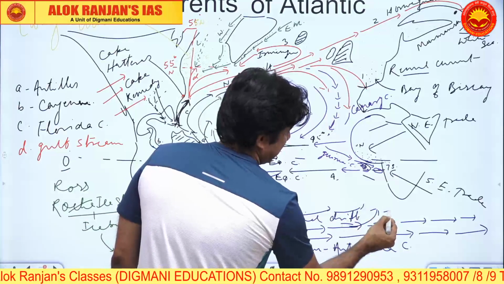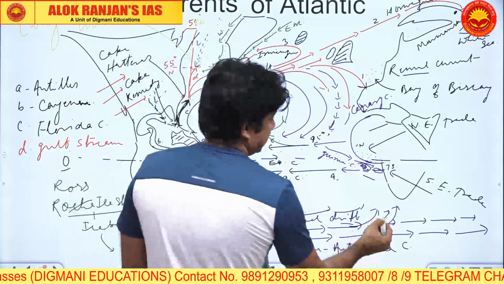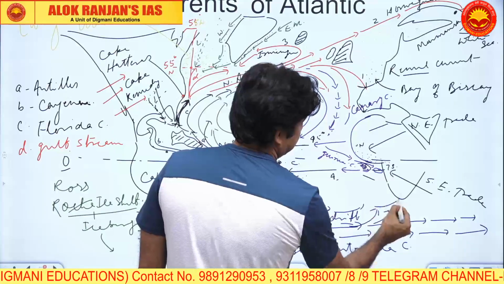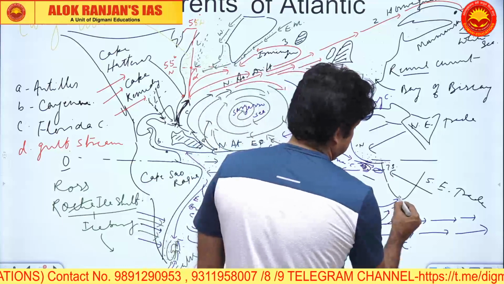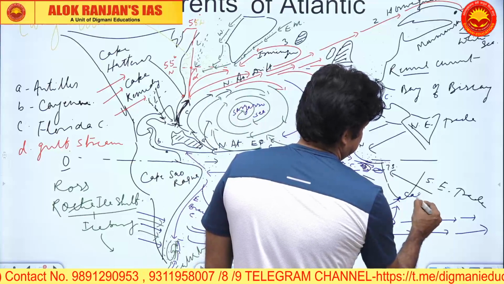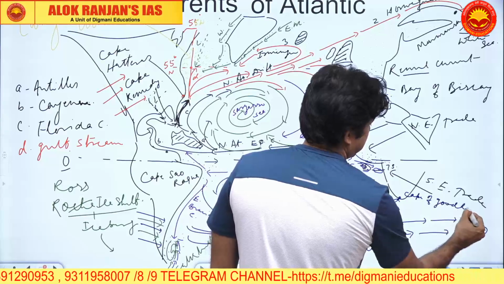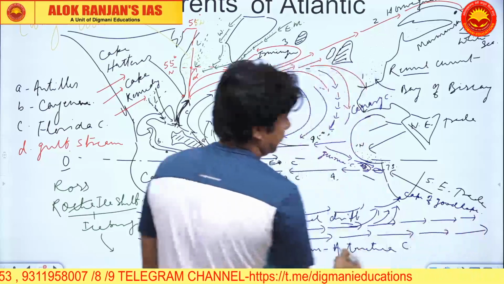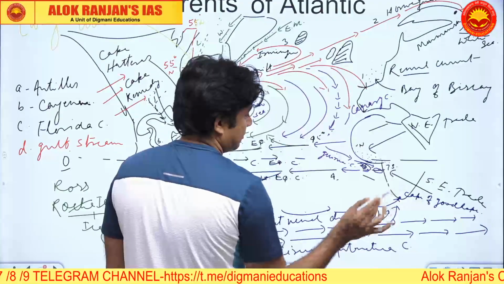The leftward deflection, and the west wind drift will finally hit the Cape of Good Hope. This is Cape of Good Hope, Vasco da Gama, if you remember. So this is Cape of Good Hope. G should be in capital, whatever.